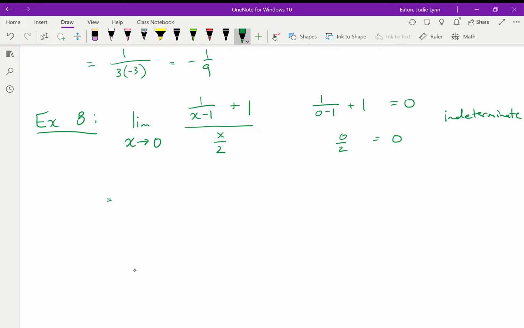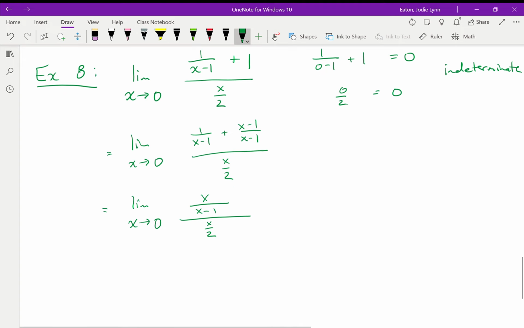So this is equal to the limit as x approaches 0. We are going to add these to each other. So this is 1 over x minus 1 plus x minus 1 over x minus 1. We're multiplying numerator and denominator of 1 by x minus 1, so we can actually do our addition. All of that over x over 2. So this gives us the limit as x approaches 0 of x, so 1 plus x minus 1 is just x, so x over x minus 1, and all of that over x over 2.